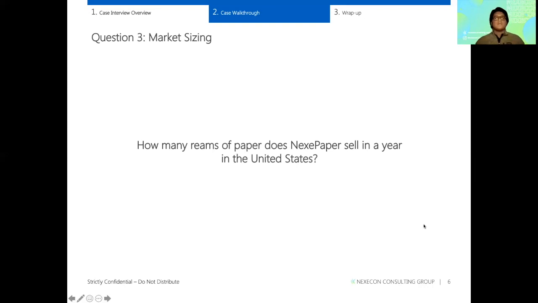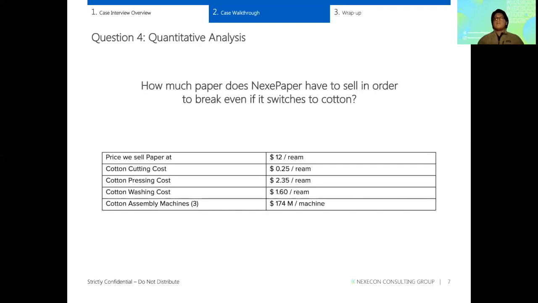So yeah, I think we're good to get going to the next main question here. So now we know that increased regulation on deforestation is really what's causing the price of wood pulp to rise, as you pointed out, and this is leading to higher costs to make our paper. Again, we also know how much paper Nexapaper sells yearly from the previous question. So due to the increased regulation on deforestation, Nexapaper is considering switching to cotton to make paper.